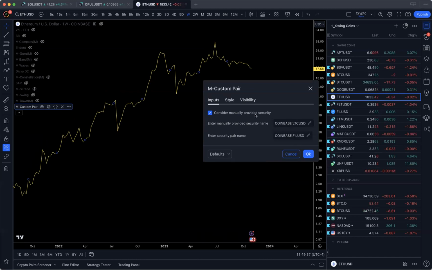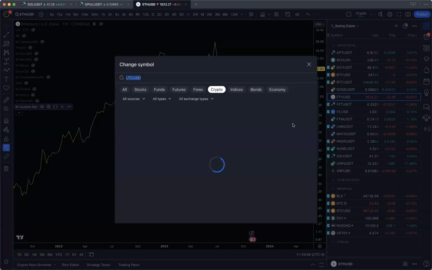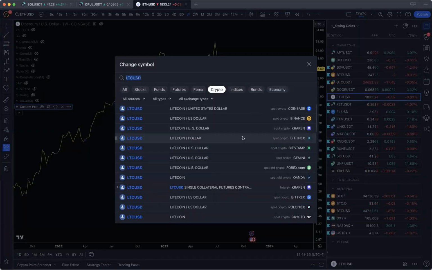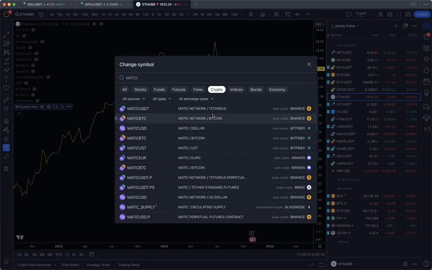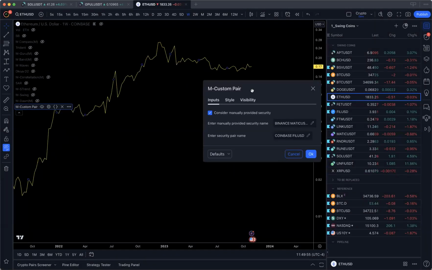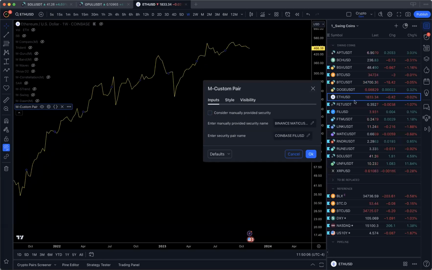So consider this a manually provided security, not something selected from the list. Then it shows LTC versus FIL. If I select anything, like Matic just for an example, then it is Matic versus Filecoin. Then it will not take Ethereum, even if Ethereum is selected. But the moment I uncheck this, it does Ethereum versus FIL.